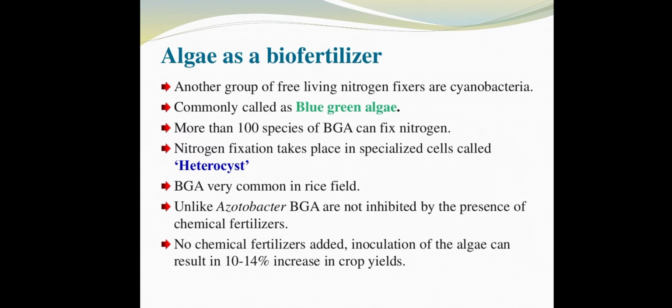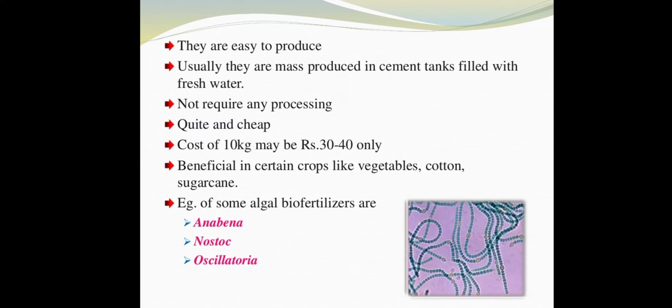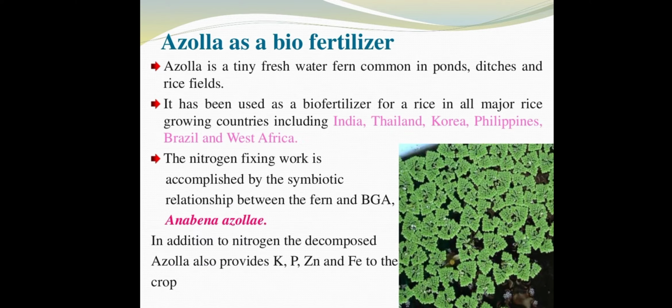Then coming to algae as a biofertilizer. Here commonly used biofertilizer is blue green algae in association with Azolla. These are mainly used in paddy fields. Then coming to the structure of the BGA. Then Azolla as a biofertilizer. Azolla is a tiny freshwater fern common in ponds, ditches, and rice fields. It is used as a biofertilizer for rice in all major rice growing countries including India, Thailand, Korea, Philippines, Brazil, and West Africa.